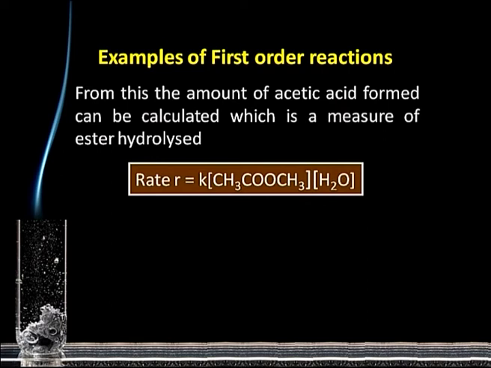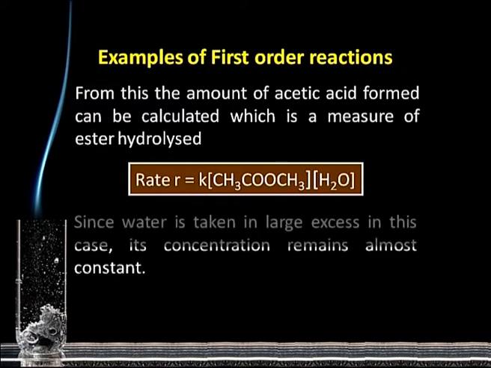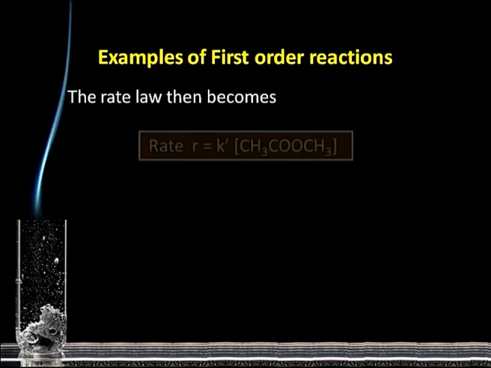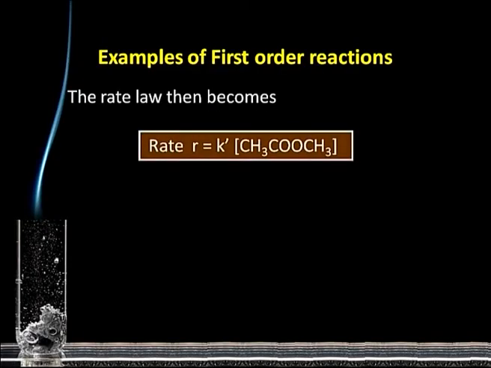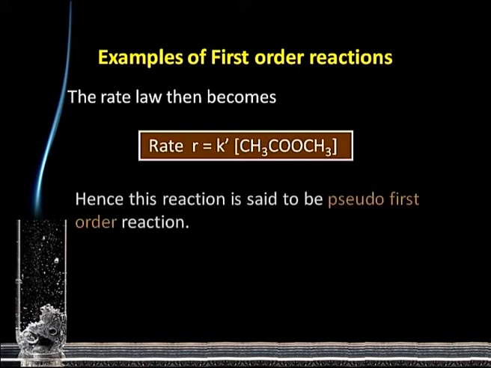So, the rate, if you write, R is equal to K into concentration of ester into concentration of water. Since water is taken in large excess, its concentration almost remains same during the course of the reaction. So, we can consider that as constant, so that we have the rate law which becomes R is equal to K prime into concentration of the ester, so that the order of reaction is 1.